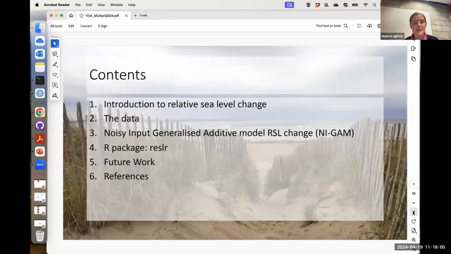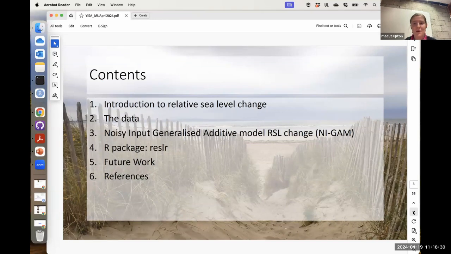So to start, this is the structure for the talk today. I'm just going to give you an introduction to relative sea level change, the data that we used, the noisy input generalized additive model for looking at this relative sea level change, a slight look at the R package that we developed with the techniques that we talked about, and then some potential future work.